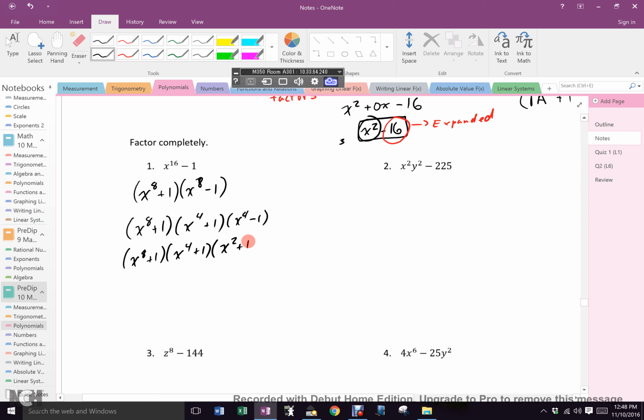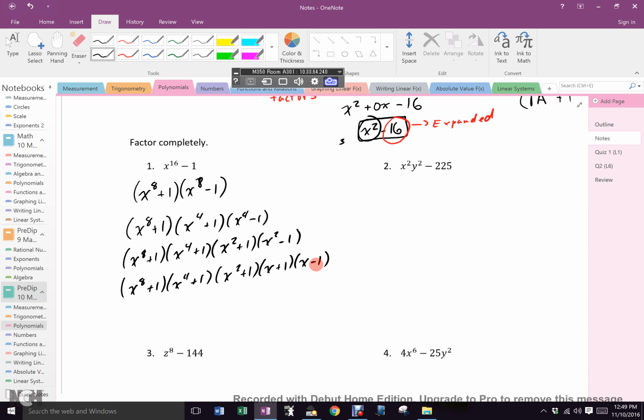X squared plus 1. X squared minus 1. Am I done? No. Why? Because 2 is an even number. X squared plus 1. X plus 1. X minus 1. Am I done now? Yes, because I've got no more squares that are differences. Is everybody okay with that?